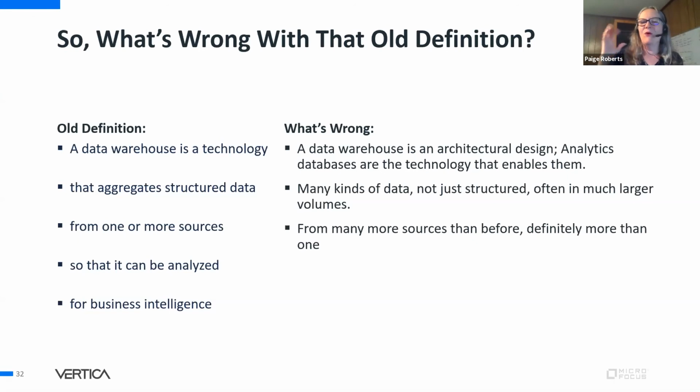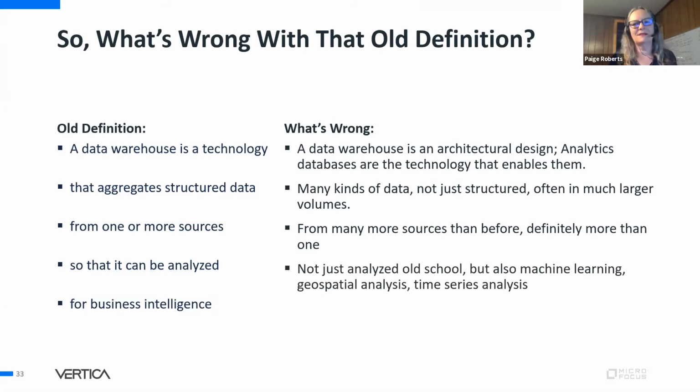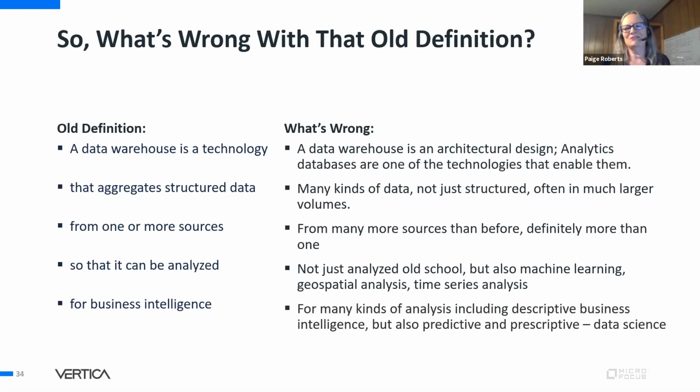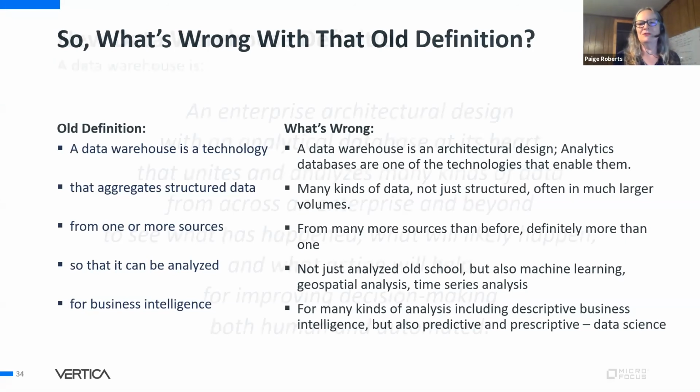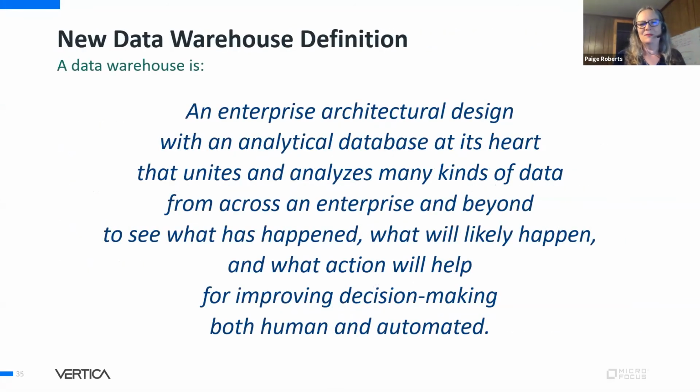It aggregates all kinds of data, semi-structured, structured, huge volumes of it from many different sources, so that it can be analyzed, yes, but not just old school business intelligence, tell me what happened, analyzed, but also predictive analytics, prescriptive analytics. Let me recommend what you should do. What's the next good idea? That's data science. It's not just for business intelligence. Sure, a data warehouse is still for business intelligence. That hasn't changed. But it should also be able to do that prescriptive and predictive and future.